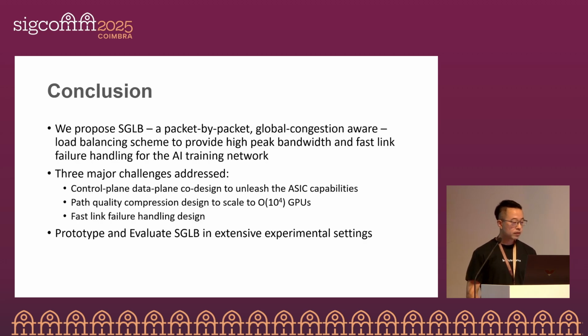So to conclude our presentation, we propose SGLB, a packet-by-packet global congestion-aware load balancing scheme to provide high peak bandwidth and fast link failure handling for the AI training network. There are 3 major challenges to address in our work. One, control plane, data plane co-design to unleash the ASIC capability to send and receive GLB messages. Second, a path quality compression design to scale to big O 10 to the 4 GPUs. And third, a fast link failure handling design.